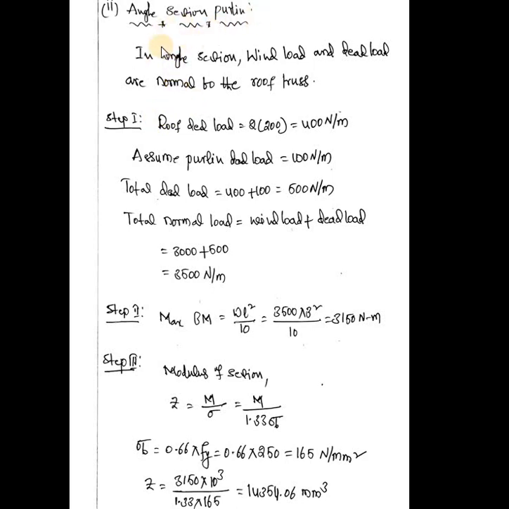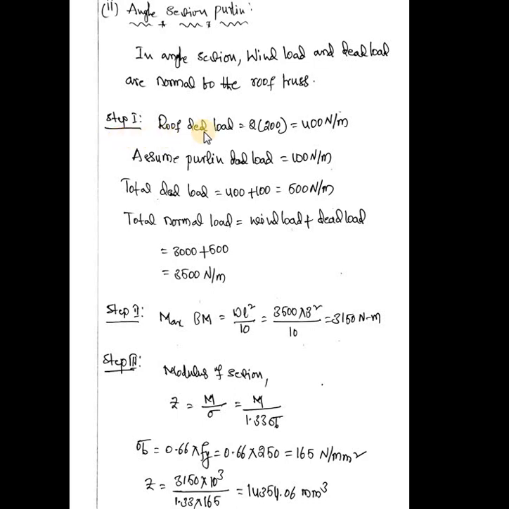yesterday we discussed a problem on channel section purlin. Now coming to angle section purlin, see here, in angle section purlin, wind load and dead load are normal to the roof trusses. Wind load and dead load. So this is the point we should remember.